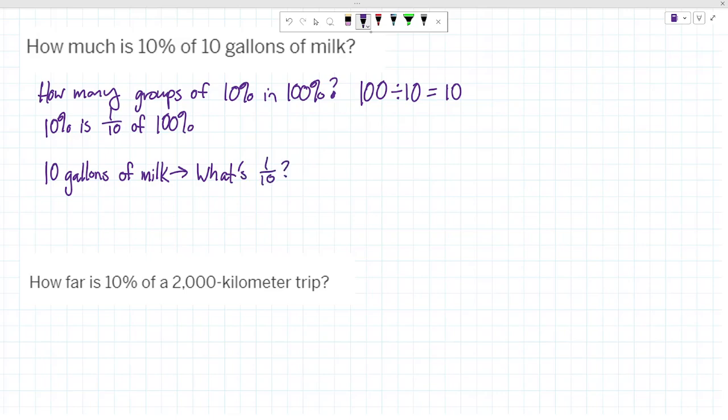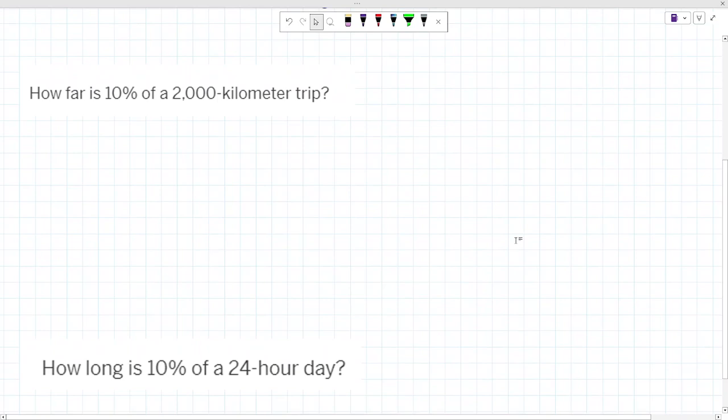We have 10 gallons of milk, and we put these gallons of milk into 10 equal groups. How many things are going to be in each group? Just one. So 10% of 10 gallons of milk is just going to be 1 gallon. Let's think about the next one.